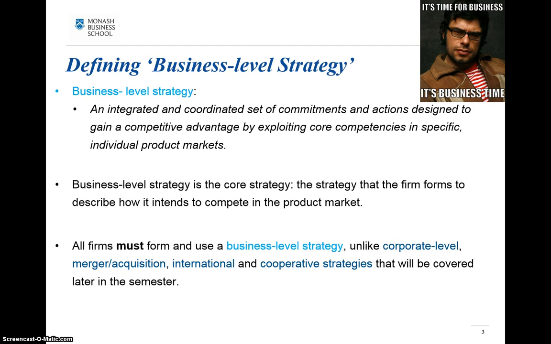Alright, it is business time, as our friends from Flight of the Conchords have told us. And to start our business time, we need to understand exactly what we mean by a business level strategy.